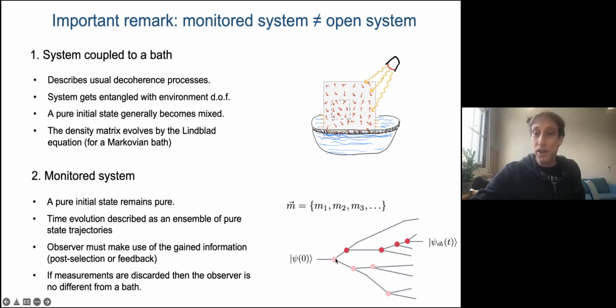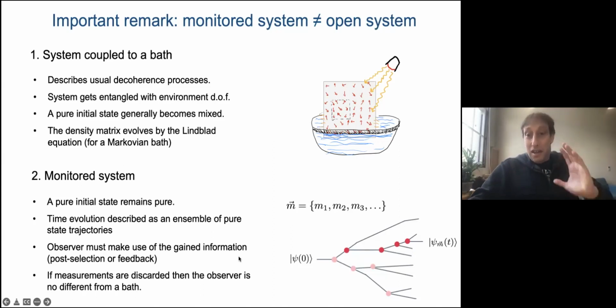So the time evolution, you can think of it as a tree, and every branching of the tree is some measurement. Depending on the result of the measurement, what the outcome is, you either branch to one branch of the tree or another branch of the tree. But if you follow one branch, it's always a pure state. So the time evolution is described by an ensemble of pure state trajectories.